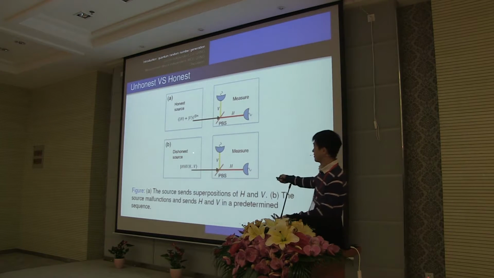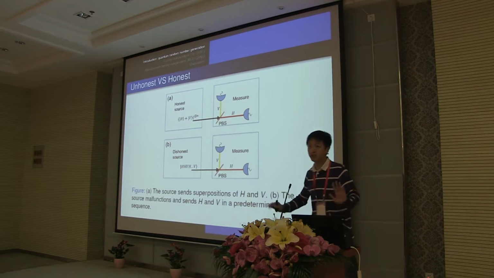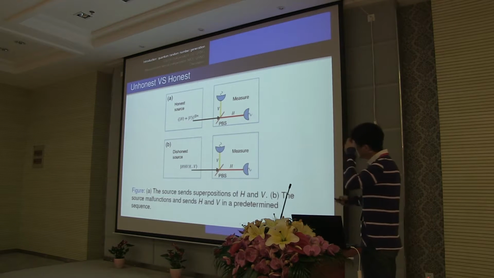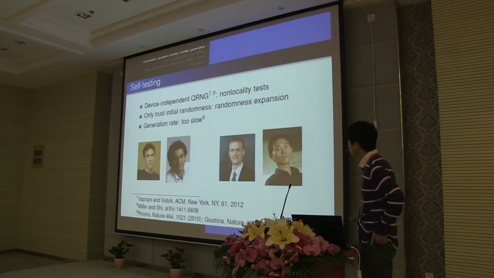But it's not generally random, because the manufacturer can have a copy of this one. So in this case, even the manufacturers themselves cannot have a copy of this one. So this is a big problem. How can you make sure that your device is honest?